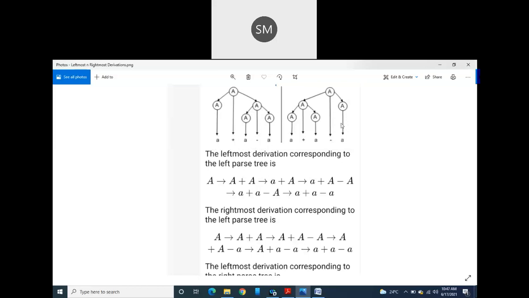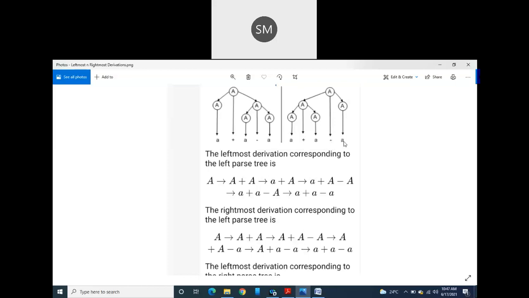So once you concentrate on the right side parse tree, here also you are getting the same string, a plus a minus a. If a grammar is allowing you to get the same string with two parse trees, then that grammar is an ambiguous grammar.